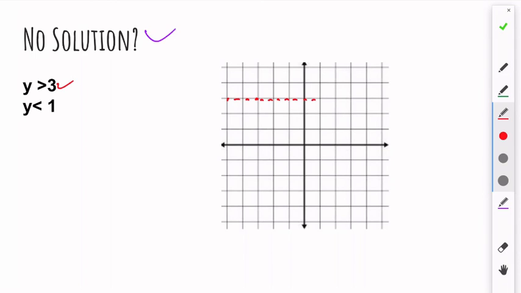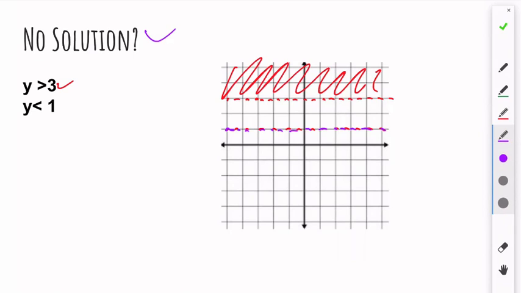This one should have a dotted line here because we don't have an or equal to sign. And then it says y is less than 1. Okay, so dotted line here. And I guess I should be doing that one in purple so we can see the difference. Okay, so let's go ahead and shade these. So for the red one, y is greater than 3. Well, it has to be above that line. So it's up in here.